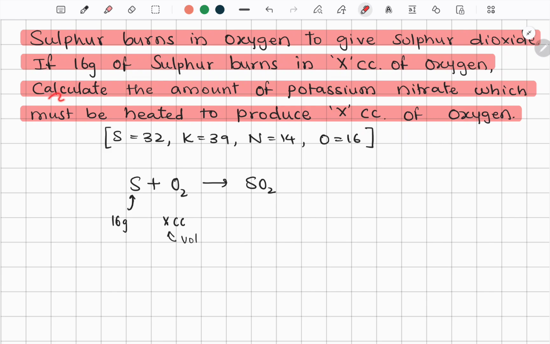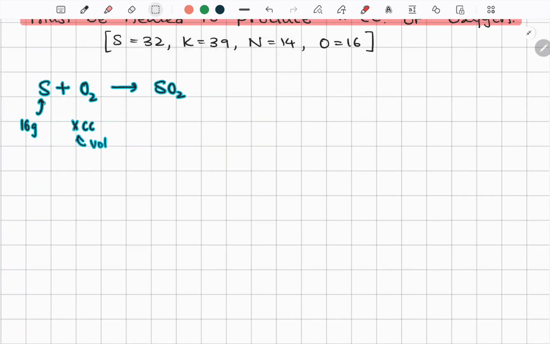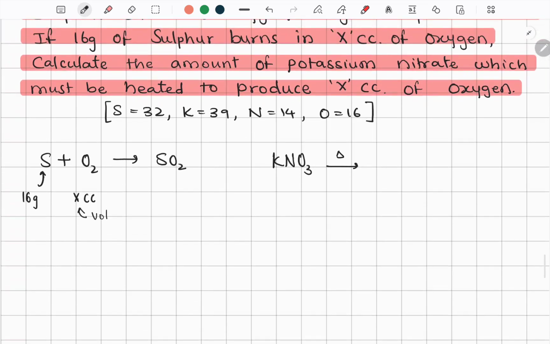Now in the third part they are saying to calculate the amount of potassium nitrate. Potassium nitrate is KNO3, which must be heated to produce x cc of oxygen. So let's understand this question properly. The second chemical equation which they have given is that KNO3, potassium nitrate, is heated. We have to calculate the amount of potassium nitrate which must be heated to produce x cc of oxygen.